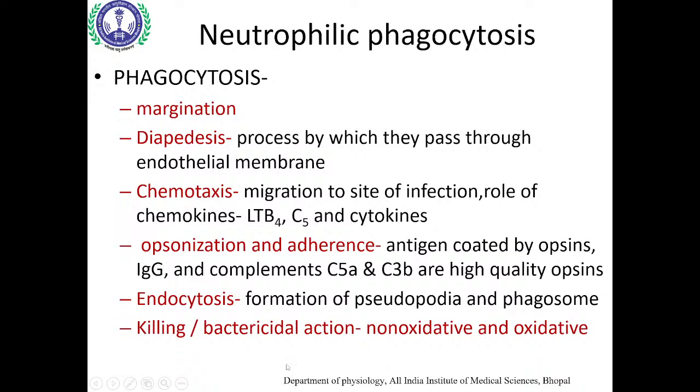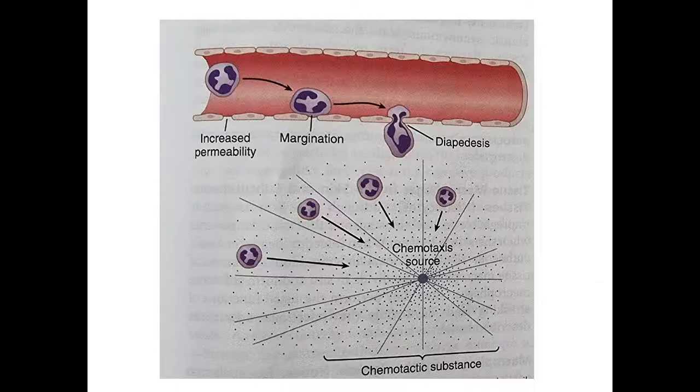Then this killing, once it has been opsonized and taken in by the neutrophils, it has to be killed. That mechanism can be oxidative or non-oxidative. So it has been divided accordingly. This is the pictorial depiction of how this margination and diapedesis is occurring. There is one term, increased permeability.